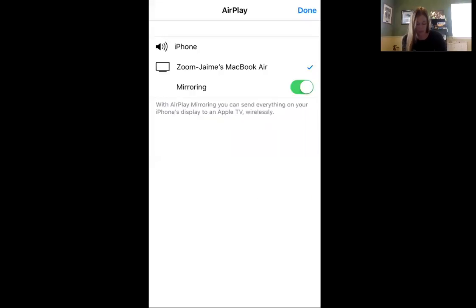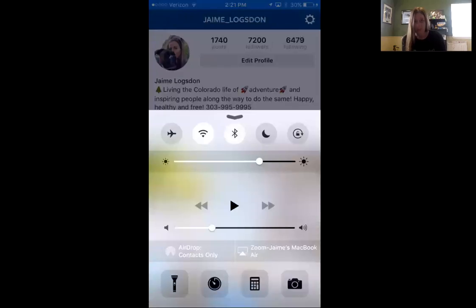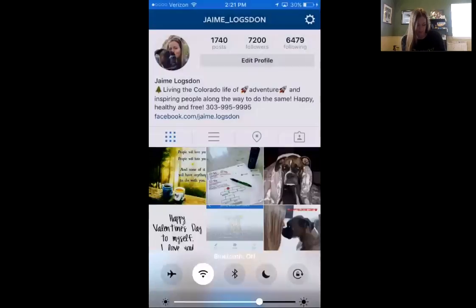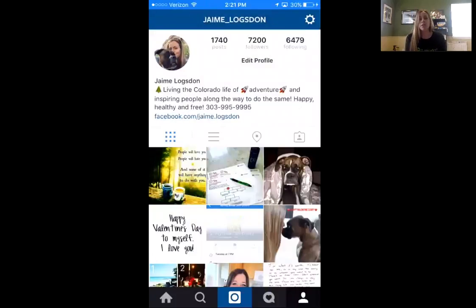So to start, let's start with followers. All right, so you can see my phone. Okay, there we go. So first thing to think about is looking at your followers versus following.